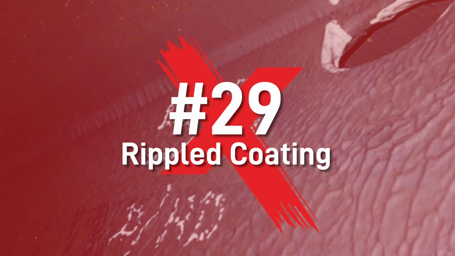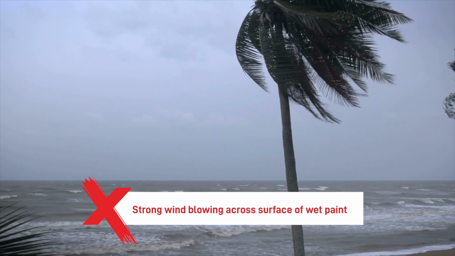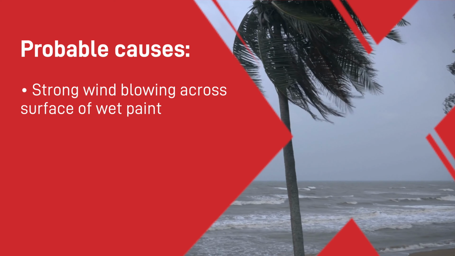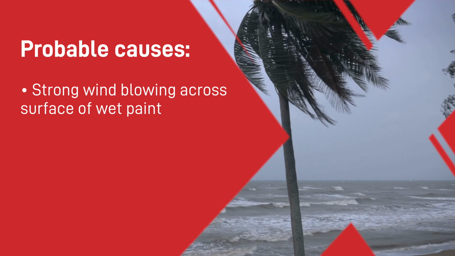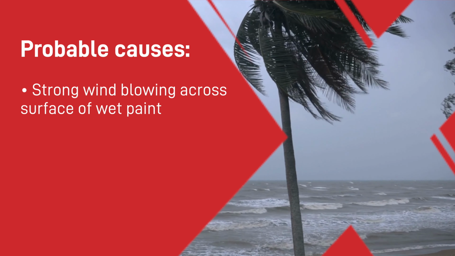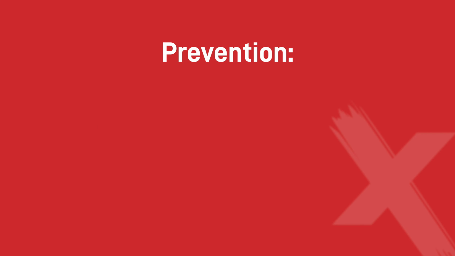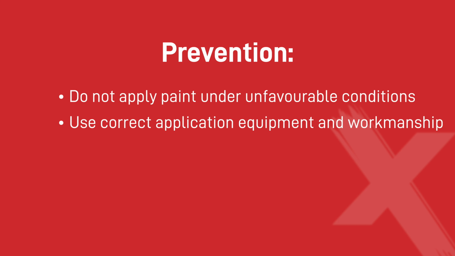A fairly easy defect to understand. This can be caused by strong wind blowing across the surface of wet paint, causing it to ripple. Where this occurs on the underside, the ripples can hang down in the form of small stalactites. It's also an issue that can be caused by poor application techniques. Prevent rippling by applying paint under calm, dry weather conditions and use professional application equipment.